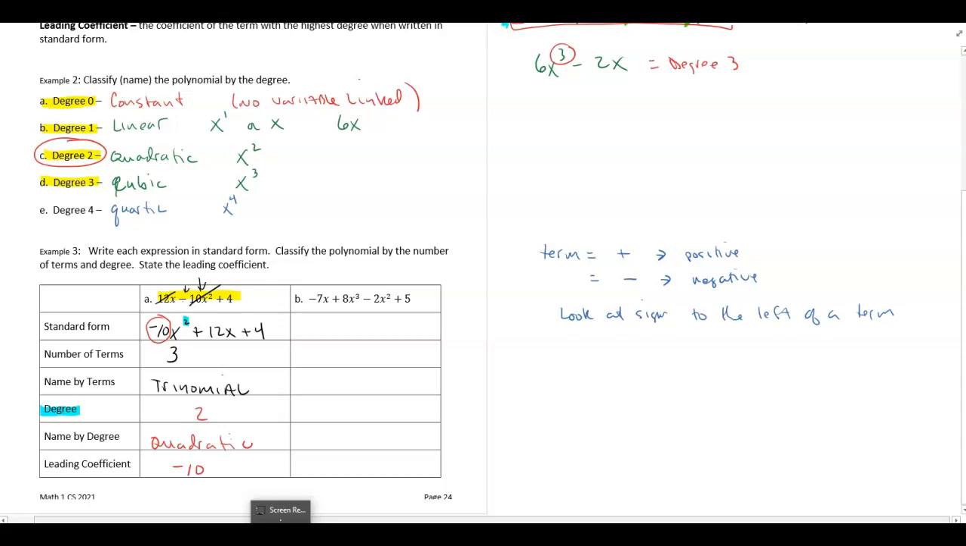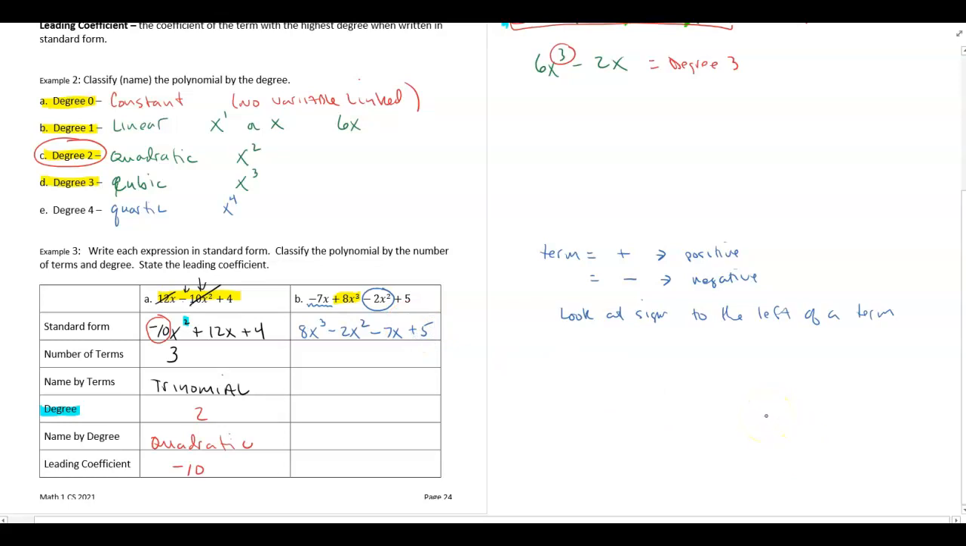Okay? The next one, where am I going to start with this? What is the highest variable exponent? If I look, it's positive 8x to the third. So I'm going to write this as 8x to the third. Now I look, is there an x to the second? Yes. My x to the second is here. Since that's negative 2x to the second, I'm going to subtract it. Minus 2x to the second. Then I have my x term. Since the coefficient of that is negative 7, I'm going to subtract it. And then I have my constant as plus 5.